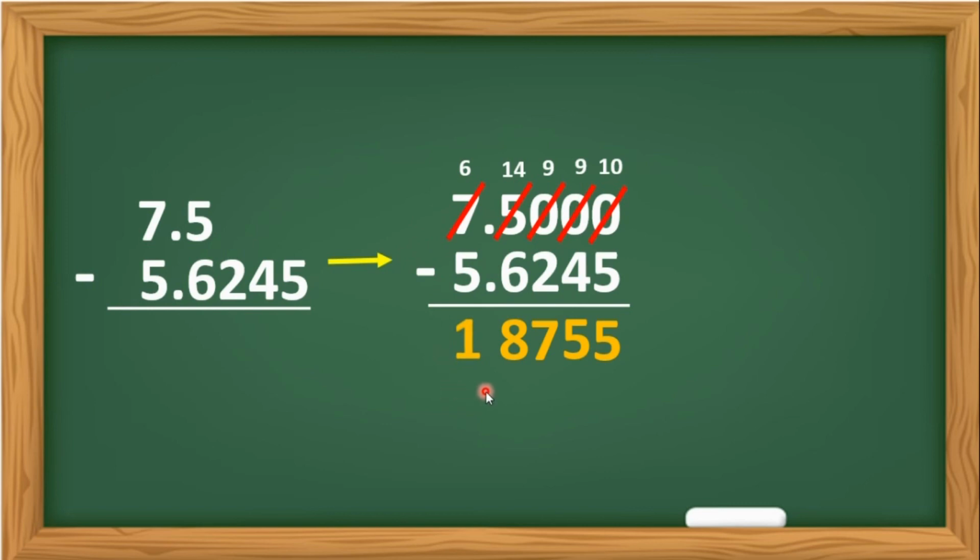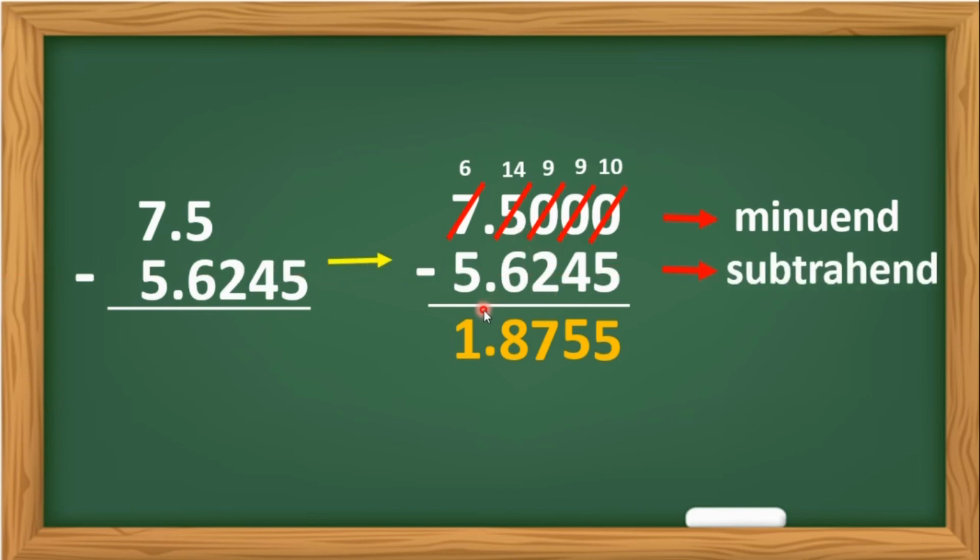Then put a decimal point. Don't forget to align the decimal point of the subtrahend, minuend, and difference. So 7 and 5,000 ten thousandths is our minuend. And 5 and 6,245 ten thousandths is our subtrahend. And 1 and 8,755 ten thousandths is our difference.